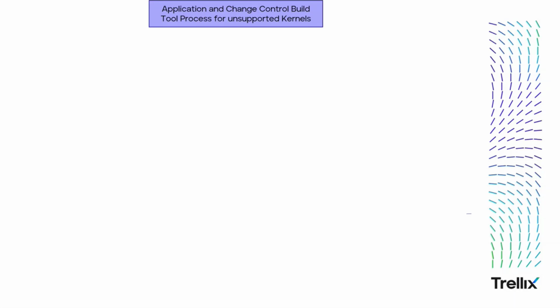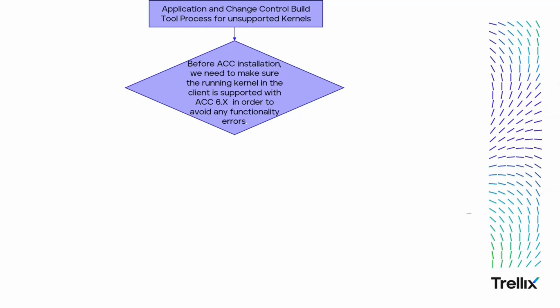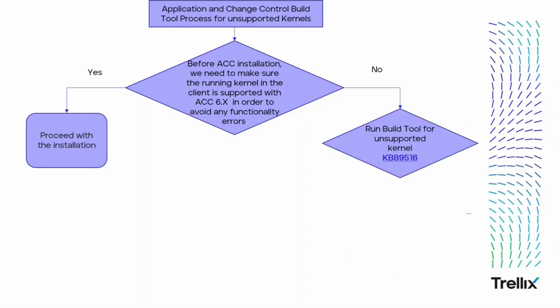Build tool process for unsupported kernel. So before application and change control installation, we need to make sure that the running kernel in the client is supported with application change control 6.x in order to avoid any functionality errors. If it's supported, then we'll proceed with the installation. And if it's not supported, then we'll run the build tool for unsupported kernel using the KB article KB89516.